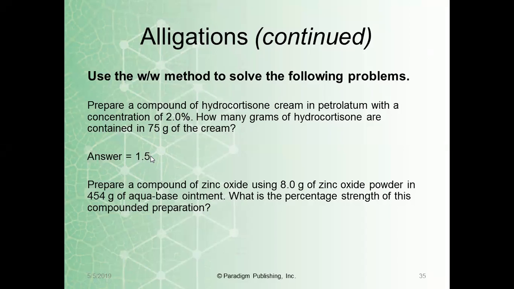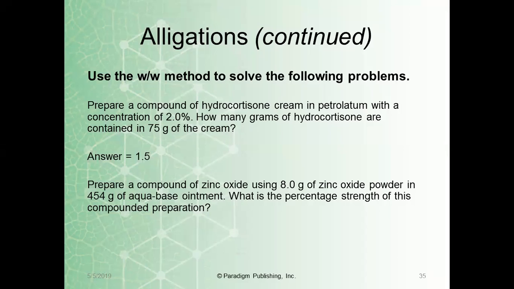Now the next problem asks, prepare a compound of zinc oxide using 8 grams of zinc oxide powder in 454 grams of aqua-based ointment. What is the percent strength of this compound preparation? So basically in this problem you would divide. So you have 8 grams divided by the 454 grams times 100 will give you the percent.